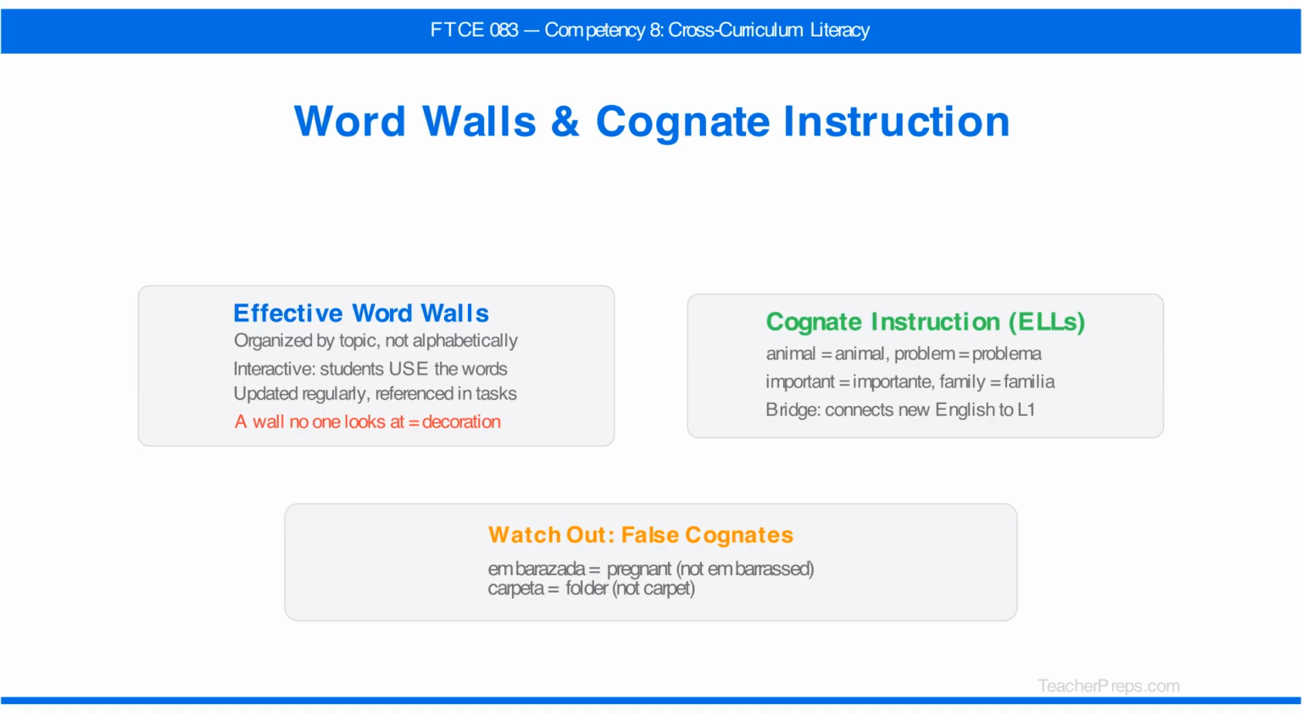However, you also need to teach students about false cognates, words that look similar but mean different things. For example, embarazada in Spanish means pregnant, not embarrassed. Carpeta means folder, not carpet. Teaching both true cognates and false cognates helps ELLs build accurate vocabulary knowledge.